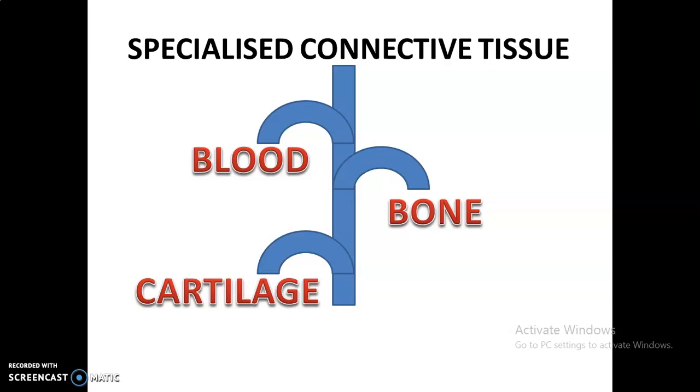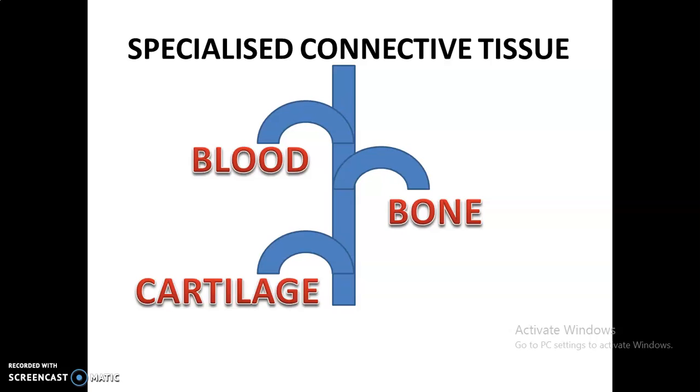Now, the intercellular material of cartilage is solid and pliable, and it resists compression. Pliable is nothing but flexible. The cells of this tissue are enclosed in small cavities within the matrix, and most of the cartilage in vertebrate embryos is replaced by bones in adults.